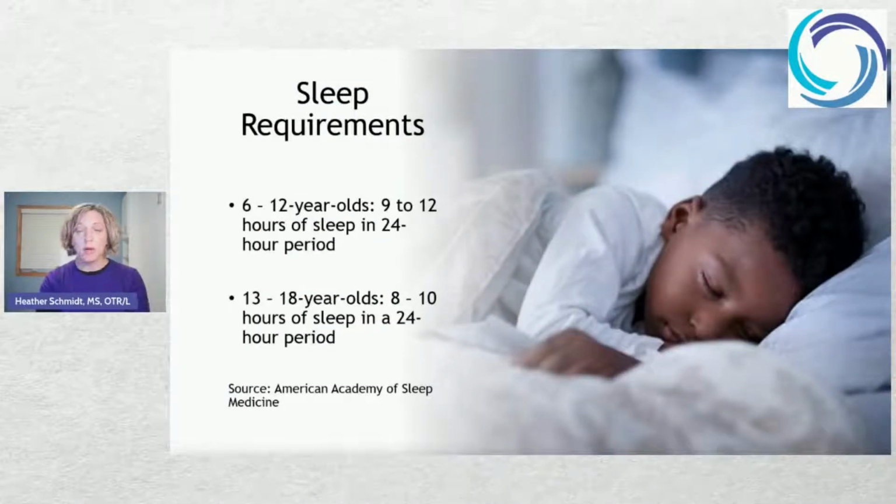This comes from the American Academy of Sleep Medicine, these statistics about how much sleep is really required for our students. And unfortunately, according to the CDC, about 72% of high school students and 50% of middle school students do not get this recommended amount of sleep, between 9 to 12 hours for that younger group and 8 to 10 hours for our 13 to 18-year-olds.